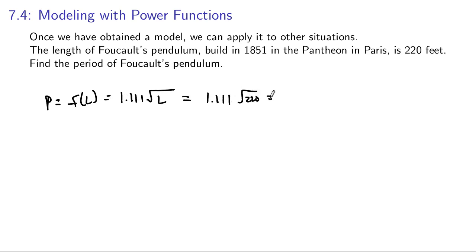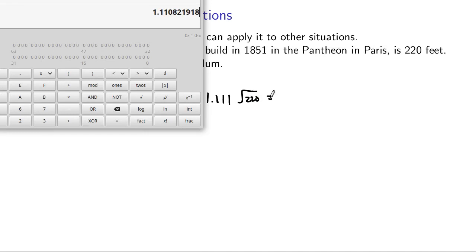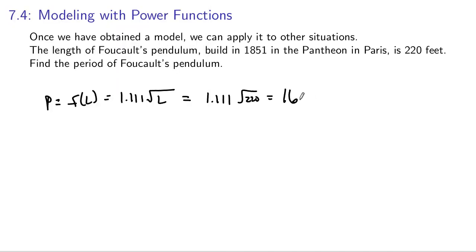so the period would be 1.111 times the square root of 220 feet, or about 16.48 seconds. So that long pendulum takes 16.48 seconds to swing back and forth.